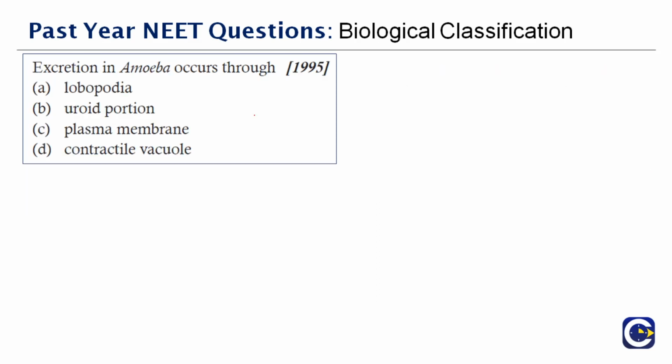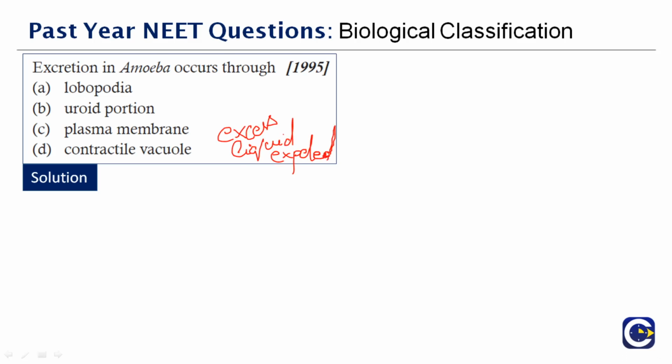Next question here: excretion in amoeba occurs through dash. It's a very easy question for you because we discussed it in the previous question, the first question that we saw today. Excretion in amoeba occurs through the contractile vacuole. I told you, the excess liquid is expelled out of the protozoans with the help of this contractile vacuole.